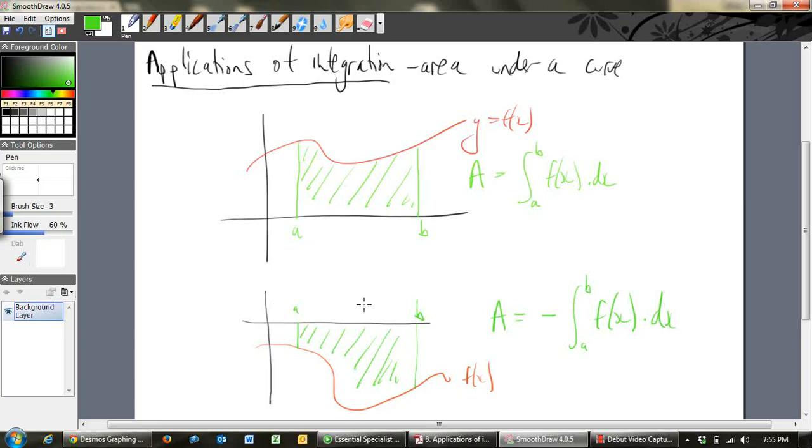Okay, so they're the two situations. If it's above the x-axis, just treat it as per normal. If it's below the x-axis, just be a bit careful, because if you don't put this negative in front, you'll get a negative answer for the area, which is a bit strange.